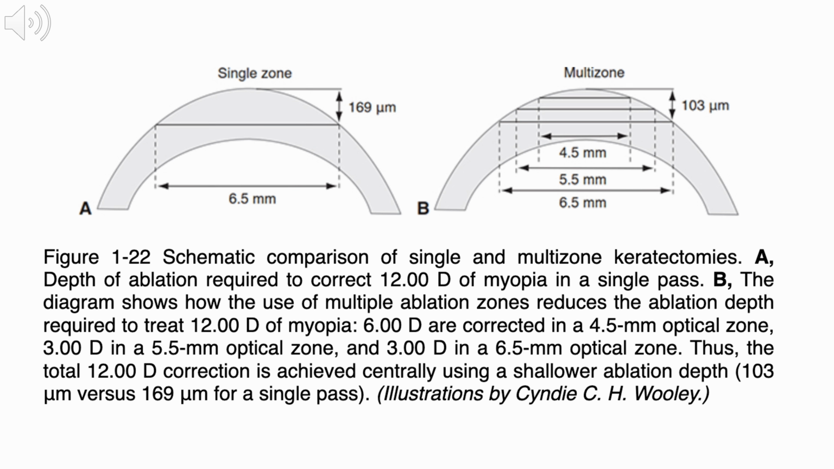By spreading the correction across multiple concentric zones, the total central ablation depth drops to about 103 microns, even though the final refractive result is the same. This illustrates the key advantage of multi-zone algorithms: less tissue removed centrally, smoother peripheral transitions, and improved biomechanical and optical safety, especially in higher myopia.